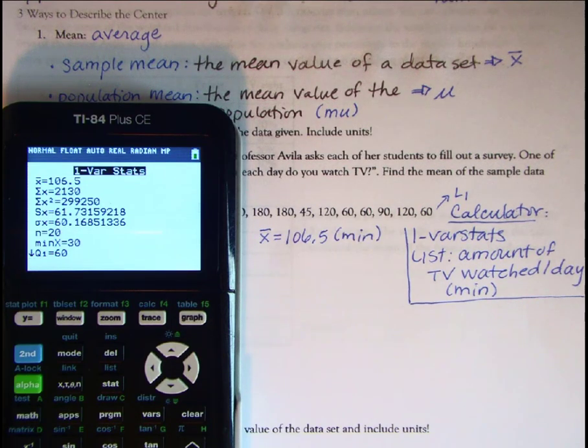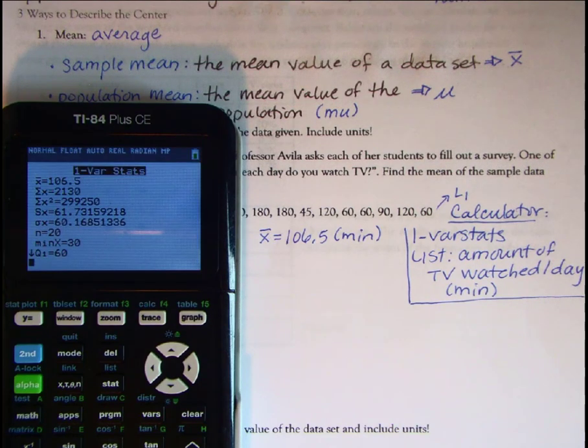So while my original data was to the nearest whole number, my mean is going to need to be to the nearest tenth, including minutes. So my final answer will be X bar to represent the sample mean, 106.5 minutes. Everything you see here on your calculator and everything you see on your paper is exactly what you're expected to do on any type of quiz or exam question.